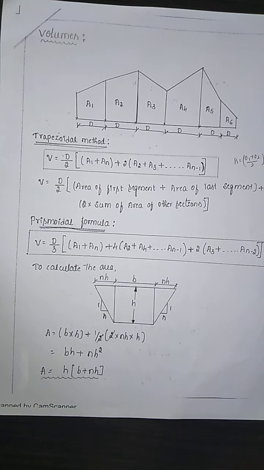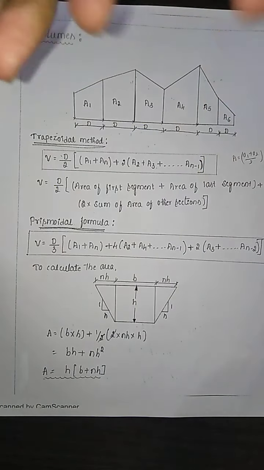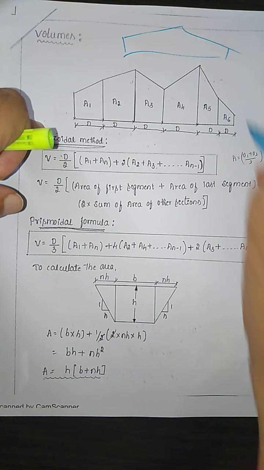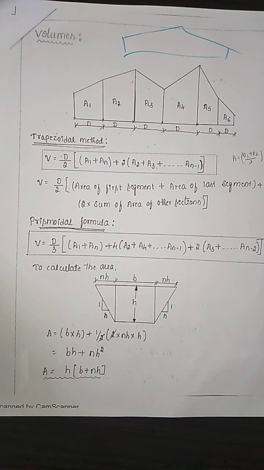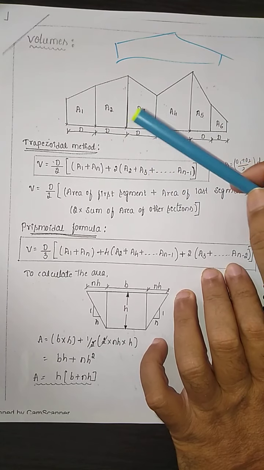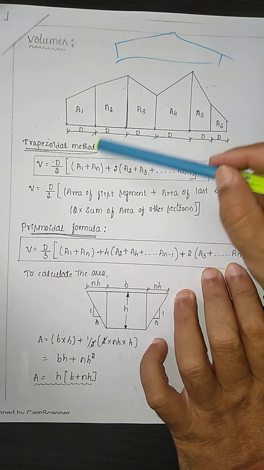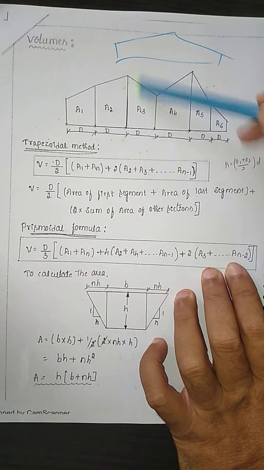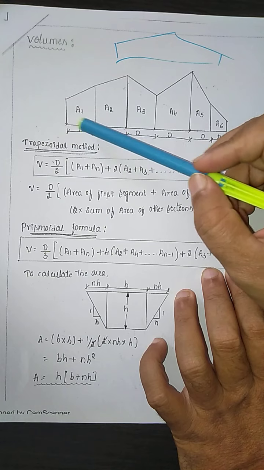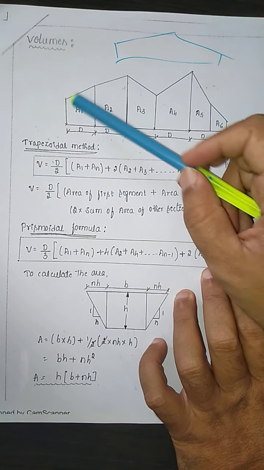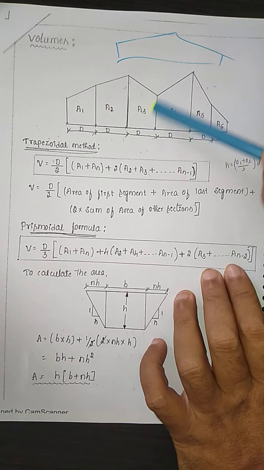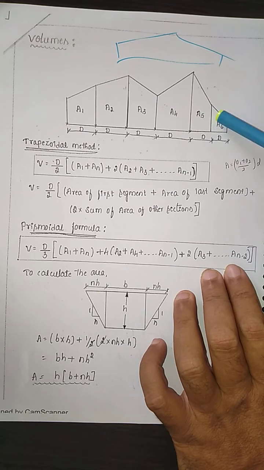Suppose we want to calculate the volume. In order to simplify things, we are going to divide this particular volume into a number of segments. So this is your area A1 with the offsets O1, O2. This will be area A1. Then again this is area A2, area A3, A4, A5, A6.